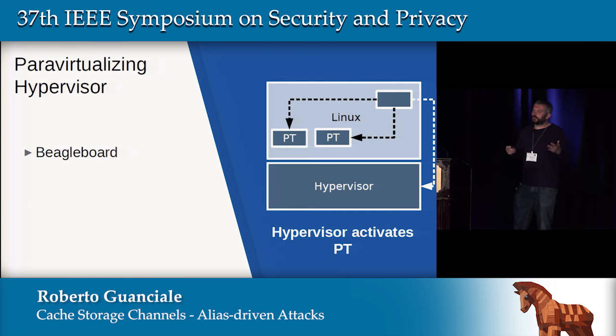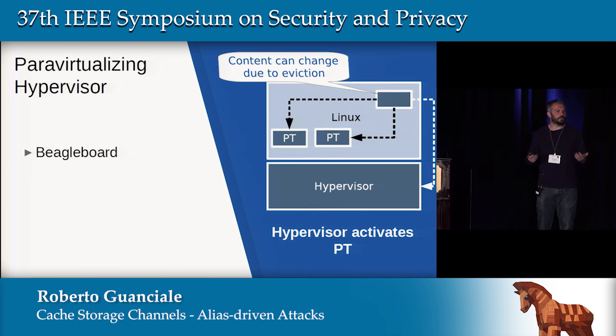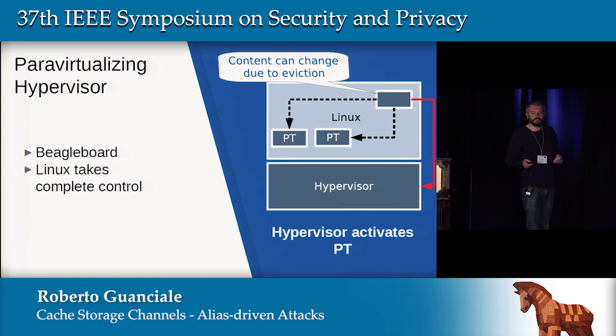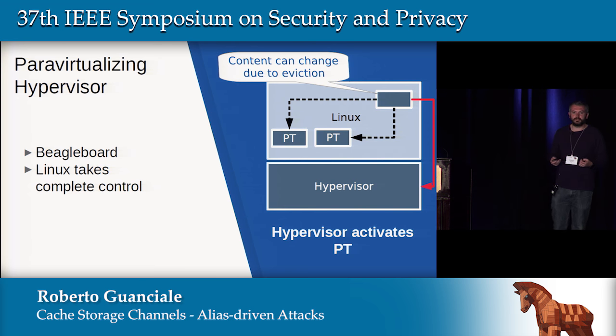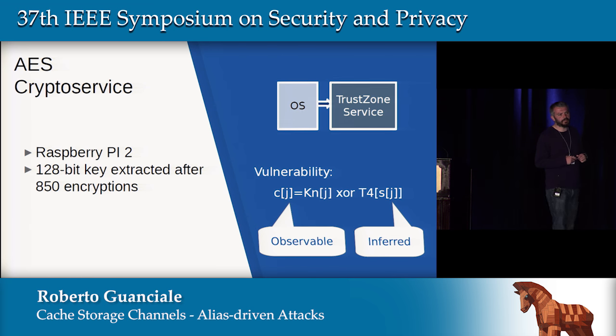Now, due to possible incoherent cache behavior, the hypervisor can possibly validate stale data. Now we can have an eviction from the cache. The content of this memory region that is used by the memory management unit is different with respect to what has been validated by the hypervisor. So Linux can inject a mapping that allows Linux itself to write into the hypervisor memory and take complete control of the system. So for the confidentiality threat, we experiment with AES.